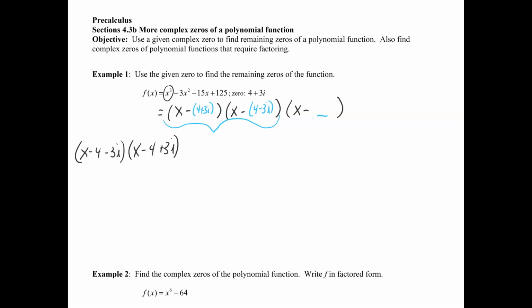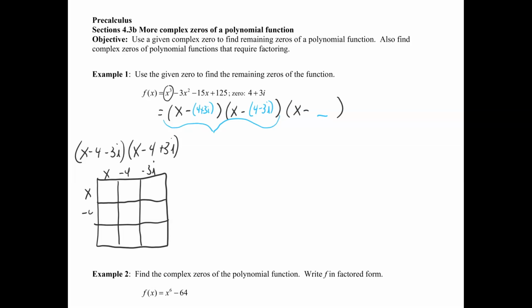All right, and we're going to do that making a grid. This is the way we've been doing it in the past, so we're just going to continue with something that works pretty well. And it's the least likely way to make a mistake. So we have x minus 4 minus 3i, x minus 4 plus 3i, and we just fill in the grid. So x times x is x squared, x times negative 4, x times negative 3i, and then the second row, negative 4 times x, negative 4 times negative 4 is 16, negative 4 times negative 3i is 12i, 3i times x is 3xi, 3i times negative 4 is negative 12i, and 3i times negative 3i is negative 9i squared. And since we know that i squared is negative 1, we can think of this as negative 9 times negative 1, which is really just 9.